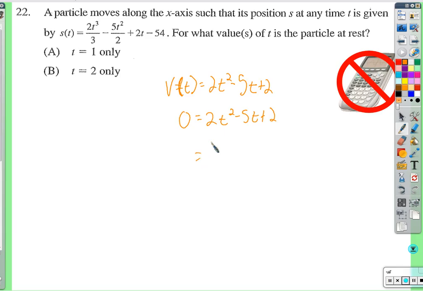Factor. Let's see. We know one of these is going to have to be 2t, and so it's going to have to be t. We have to multiply to 2, and that's a positive, so maybe like a plus 1 plus 2. No, they got to be negatives because this has got to add to a negative. So we'll erase that and try 2 negatives. All right, let's see. 2t squared, negative t, negative 4t, negative 5t, negative 1 times negative 2. So then t equals 1 half, t equals 2.